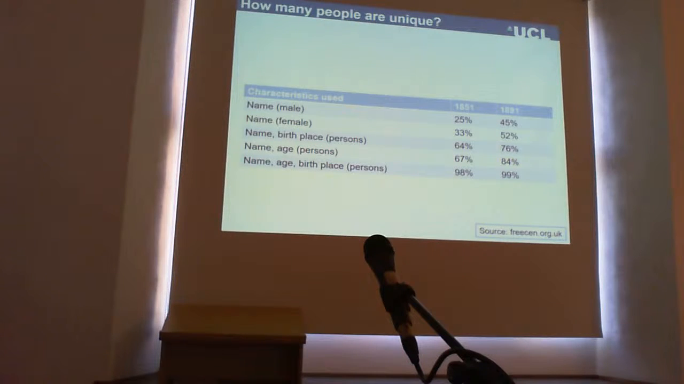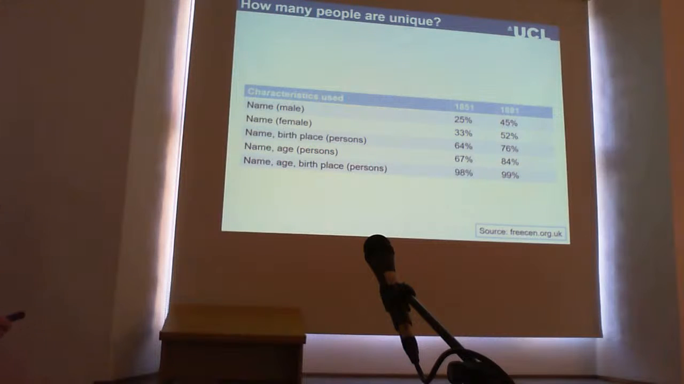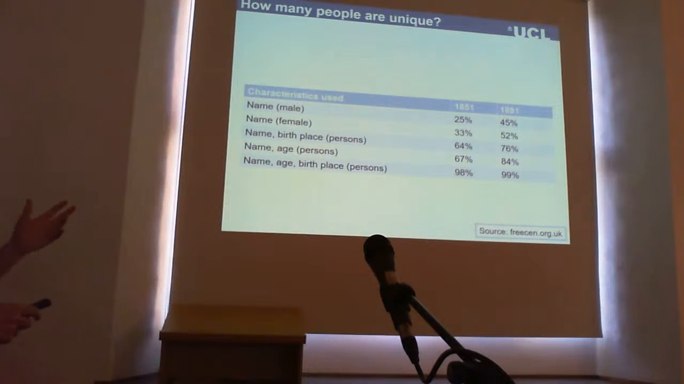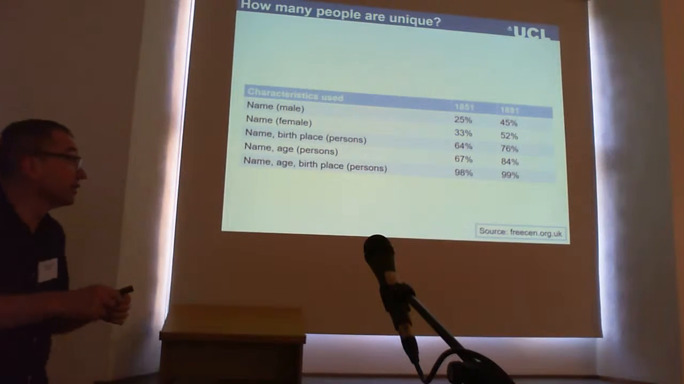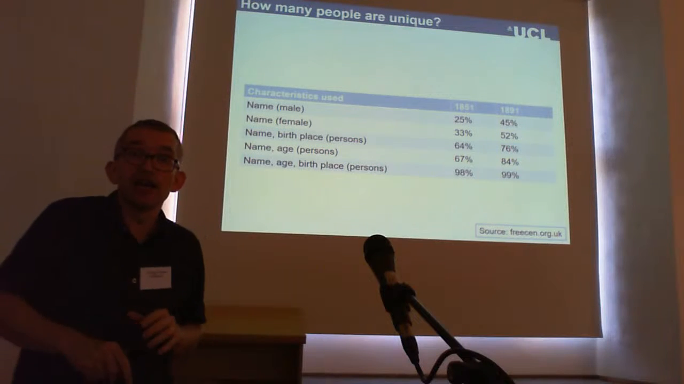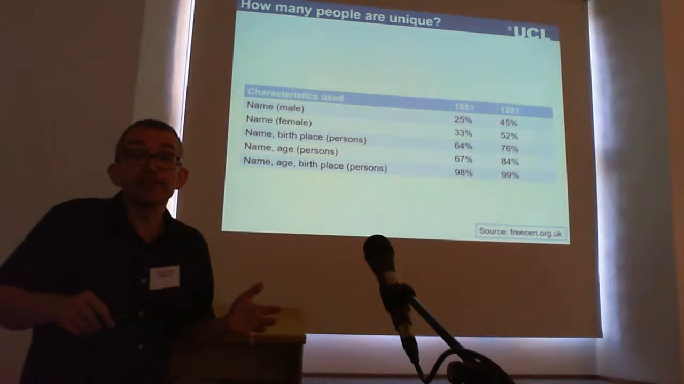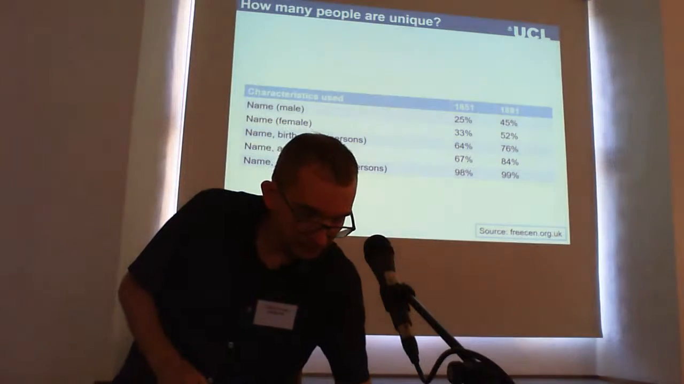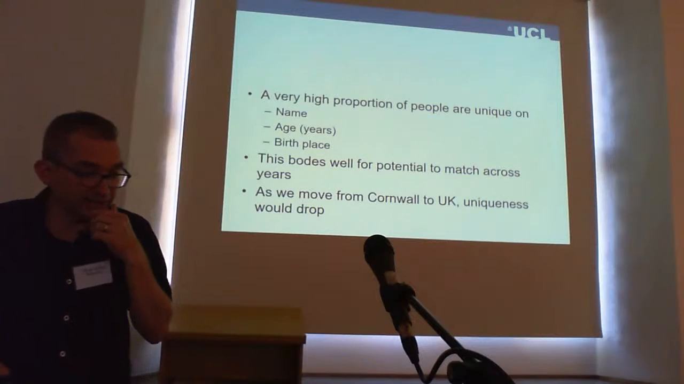So we have 64% in 1851, going up to 76%. If we look at age rather than birthplace, we get a similar sort of distribution. If we look at age and birthplace, so what's your name, how old are you, where were you born in the census, 98% of people were unique on that combination in 1851, and it increases up to 99% in 1891. So that's looking really good. Almost everyone's unique on just 3 bits of data. And that entirely fits with what we observe today about uniqueness of names and identifiers. So this bodes really well for being able to match people between censuses.